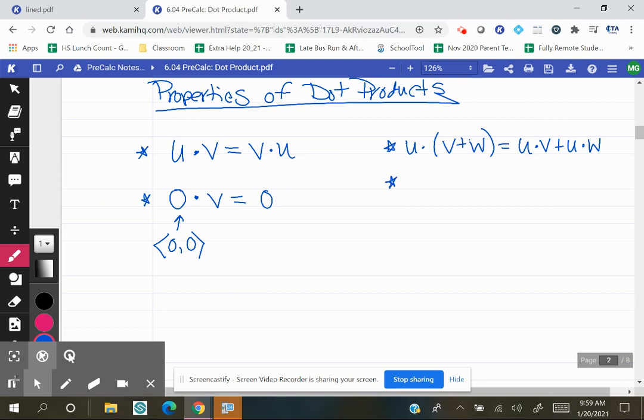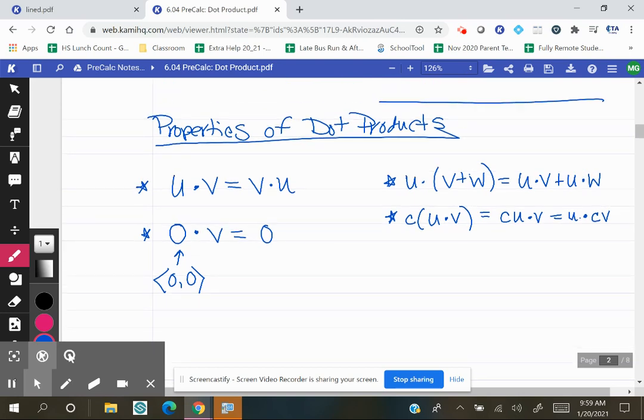And the last one we'll talk about is if we take c, which we'll say is a scalar quantity, and multiply that by the dot product of u and v. That's the same thing as taking c and multiplying it by vector u, which would give you another vector because you're just multiplying it by a number, and finding the dot product with v, or taking u and the dot product of c times v. So you could multiply it by one of the two vectors and then find the dot product, and it would give you the same answer either way.